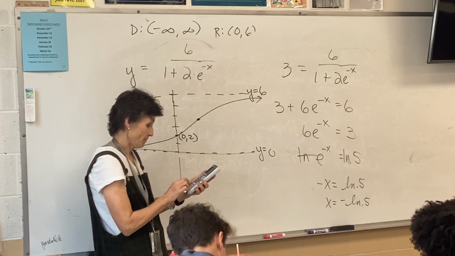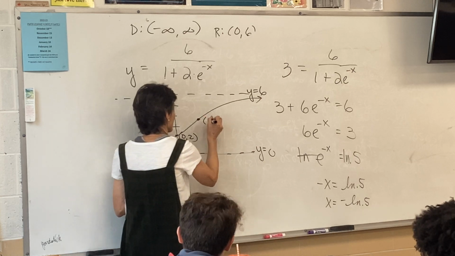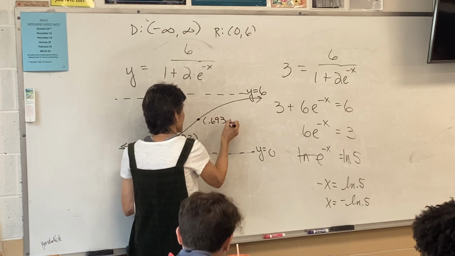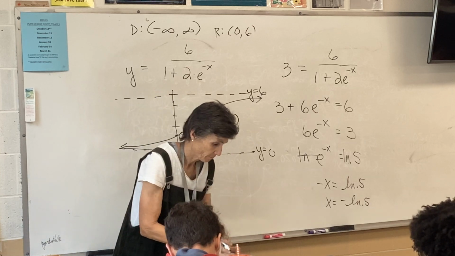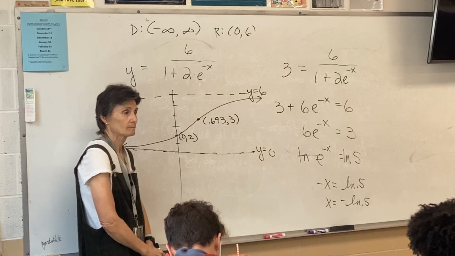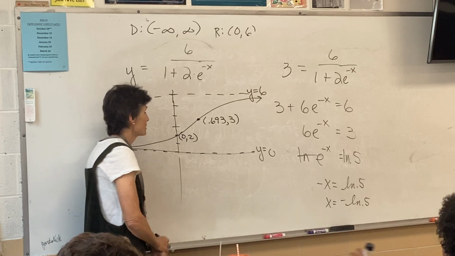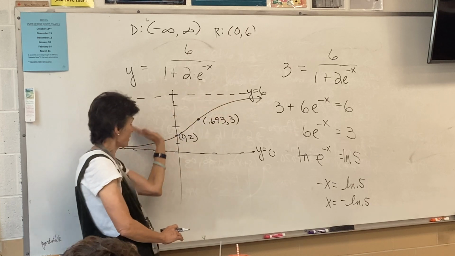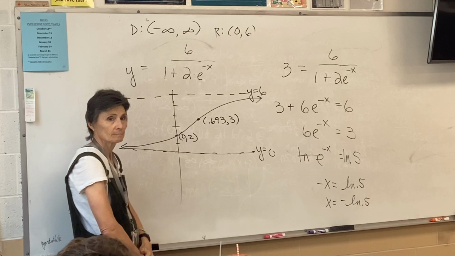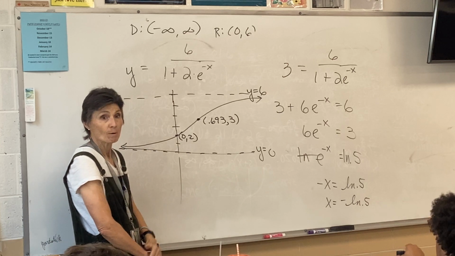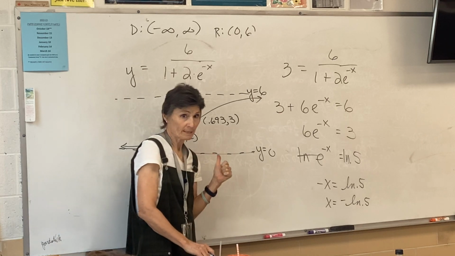So negative ln 0.5. Did you get 0.693? Yes. So this is the point, 0.693 comma 3. So in other words, if you could flip across that point, the curve is going to be the same. Is any logistic function going to have symmetry? We have a point of symmetry. Not necessarily that point, but a point.